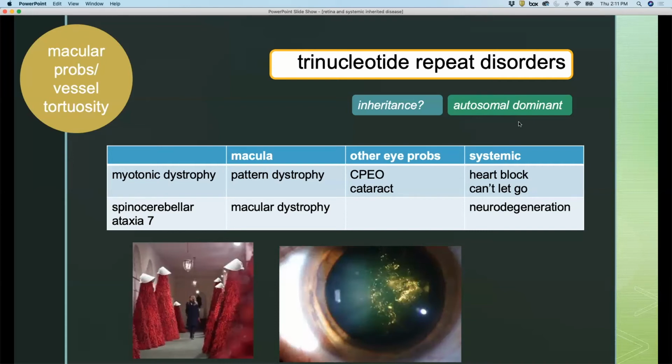But just like Kearns-Sayre or myotonic dystrophy, people can have heart block. And there's some sort of medical term for this, but when they grab things, they can't let go. I couldn't remember the medical term for that, but it's like a tonic grip or something. And then they can get a pattern dystrophy. And then spinocerebellar atrophy, it's not, spinocerebellar ataxia 7. Thankfully we don't need to know about the other 6 or however many there are. It can cause a macular dystrophy type of picture and neurodegeneration. Okay.